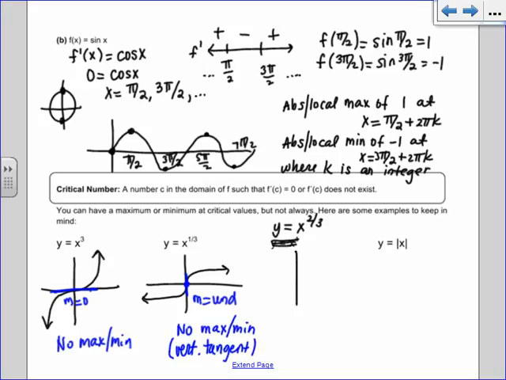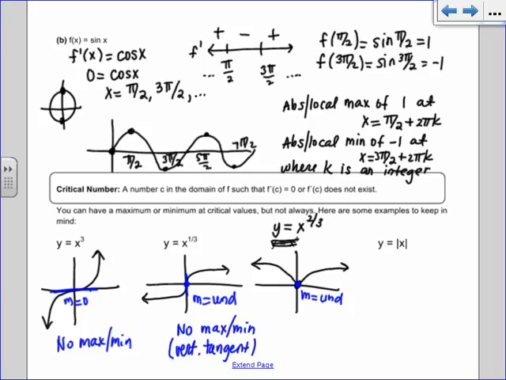And x to the 2/3, it kind of looks like x to the 1/3, but the other side has been flipped up as well. So it looks like this. So right here at 0, your slope is undefined. And you can find that if you take the derivative, it'd be 2/3 x to the negative 1/3. So your x to the 1/3 goes on the denominator, right? So x equals 0 gives you undefined.